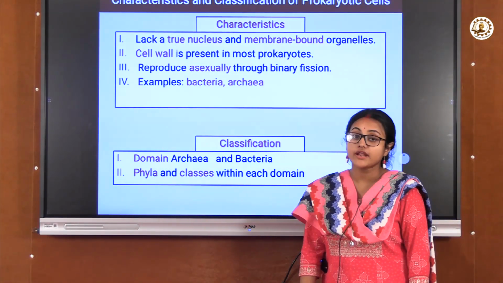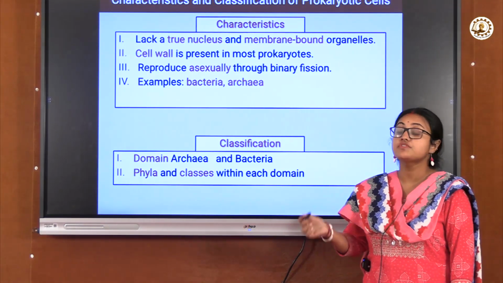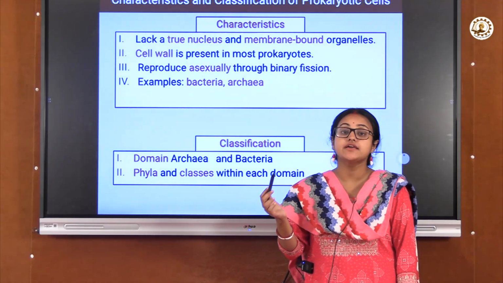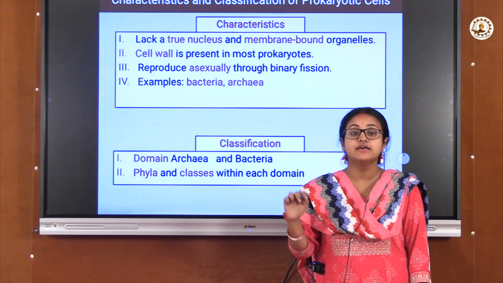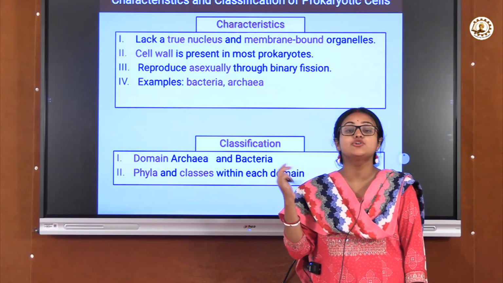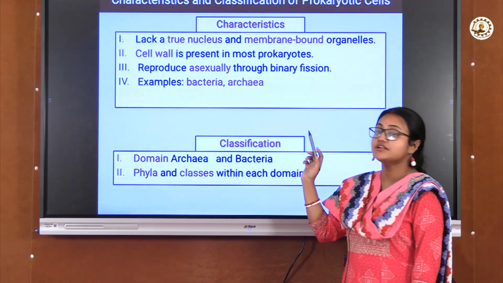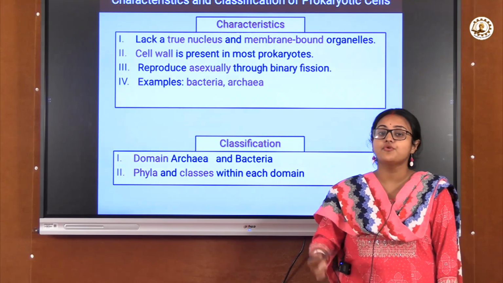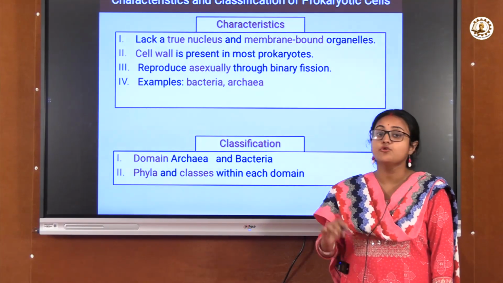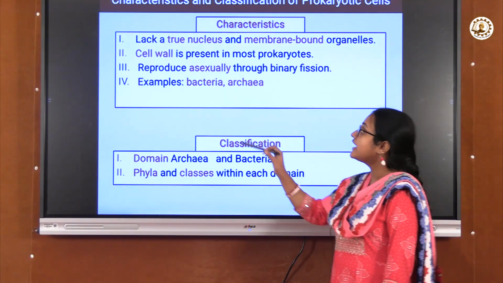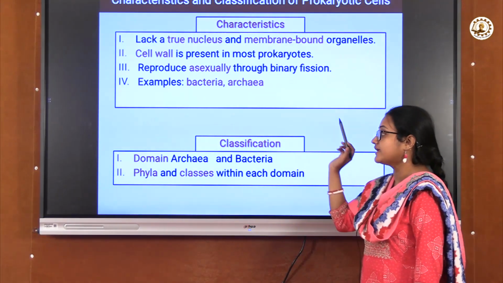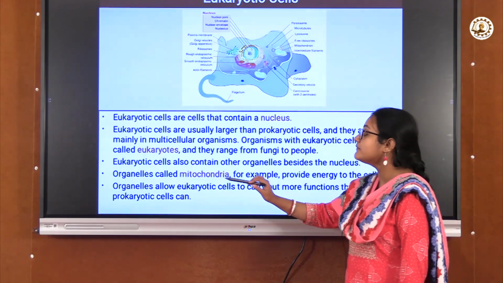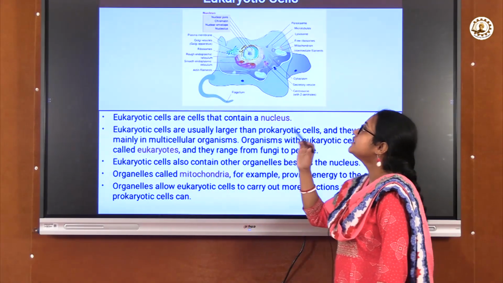And also the prokaryotic organisms reproduce asexually, through a process called binary fission. You know about the binary numbers 0 and 1, meaning only two numbers, and here also binary division is like cell division, from 1 to 2, 2 to 4. There is no sexual reproduction, no male parts or female parts. The examples are bacteria and archaea. Classification: the domains are archaea and bacteria, and phyla and classes vary within them.